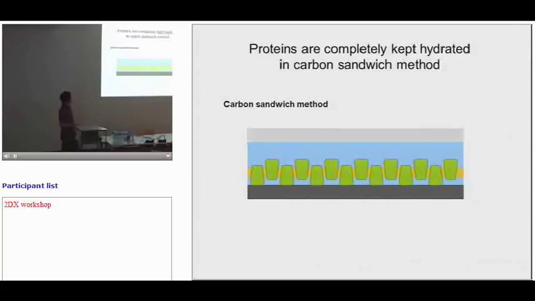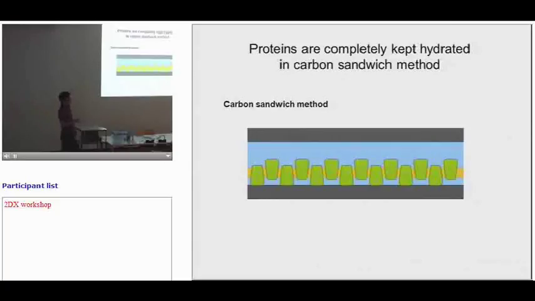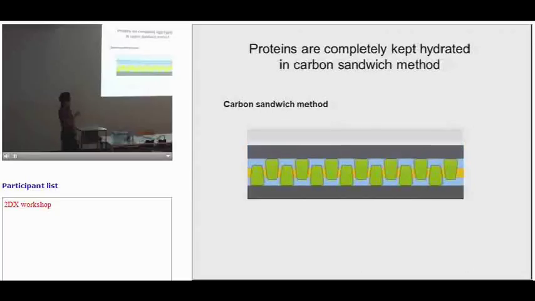In the carbon sandwich method, the specimen is not exposed to the air, but confined between two carbon films and surrounded by the buffer solution, so that the proteins are completely kept hydrated. I believe that the carbon sandwich is effective to keep the proteins in natural form, preserving the integrity of protein structure, and it mostly shows much better quality data.